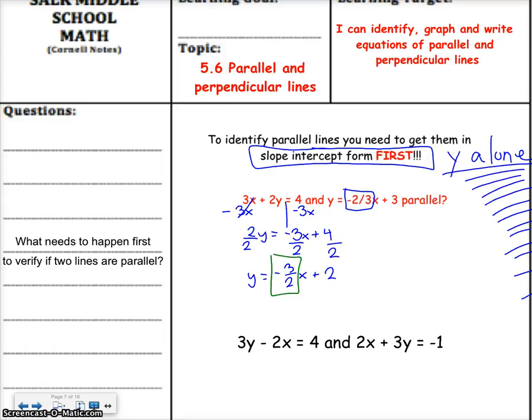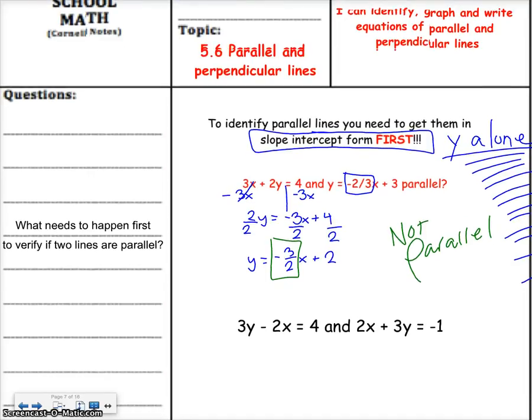Are they the same? No, they are not parallel because their slopes are different. That means these lines will intersect at some point because they don't increase or decrease at the same rate.